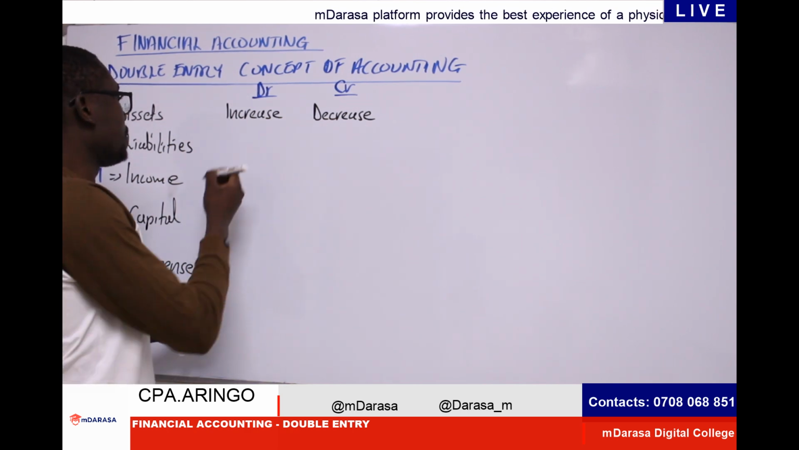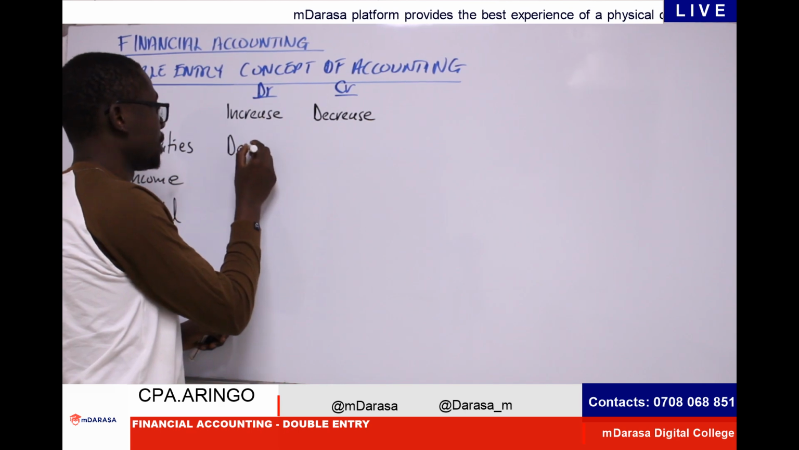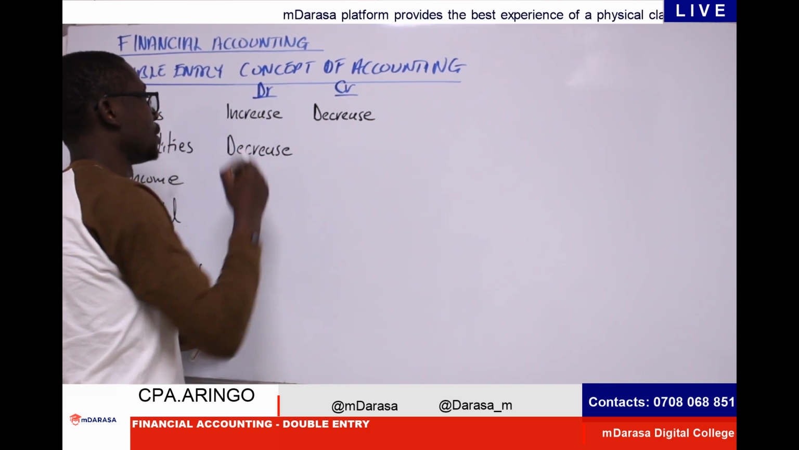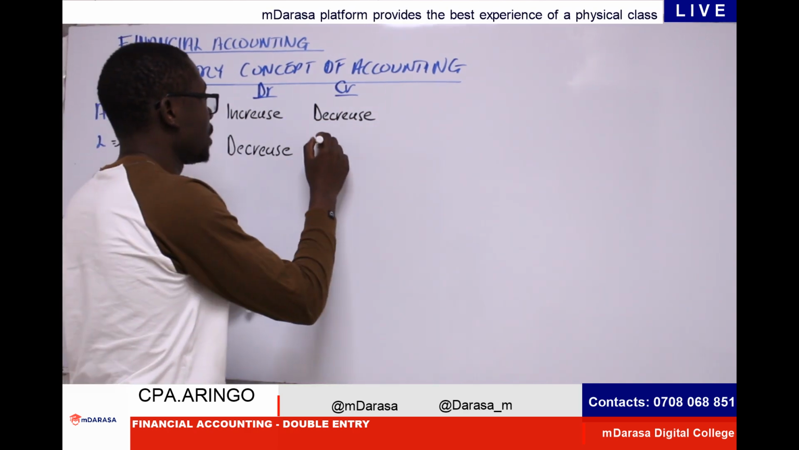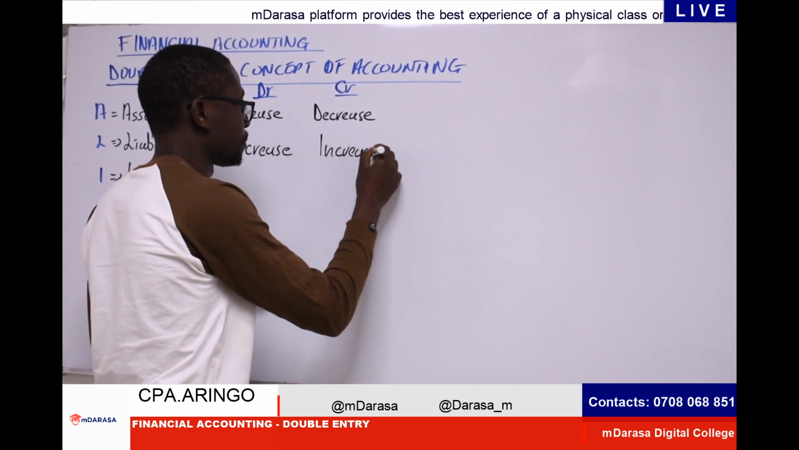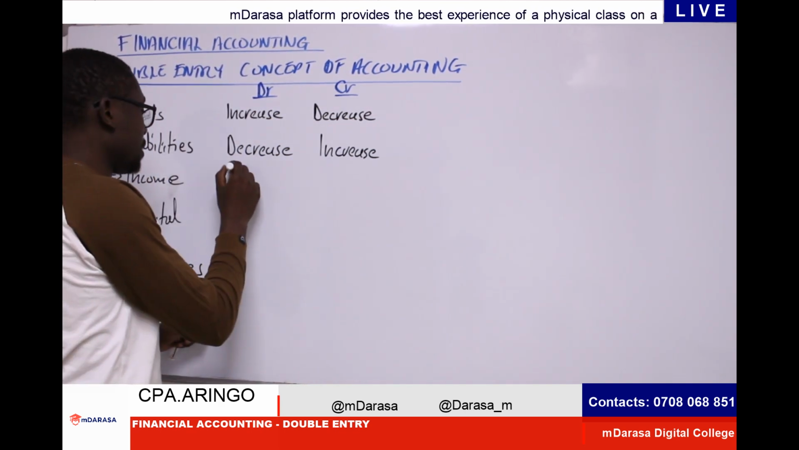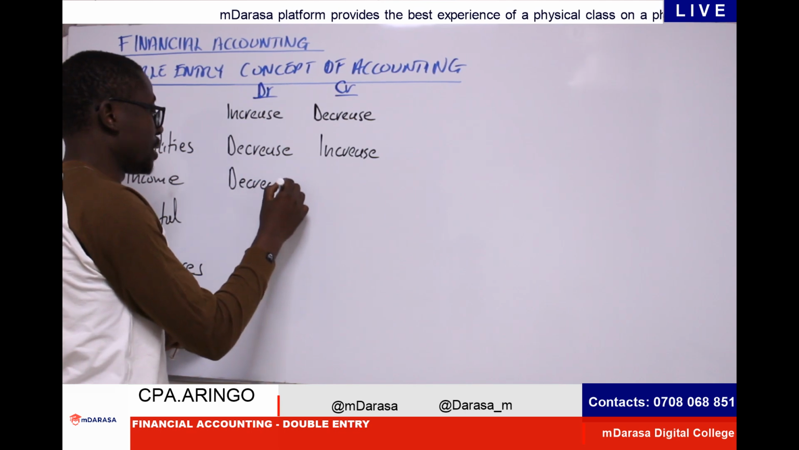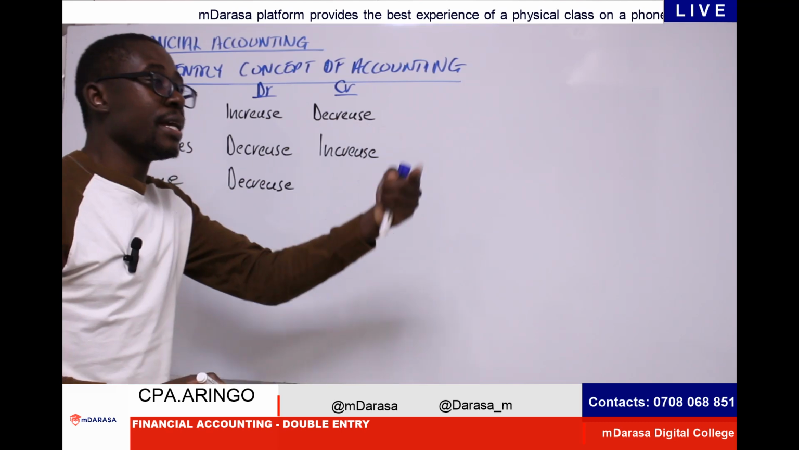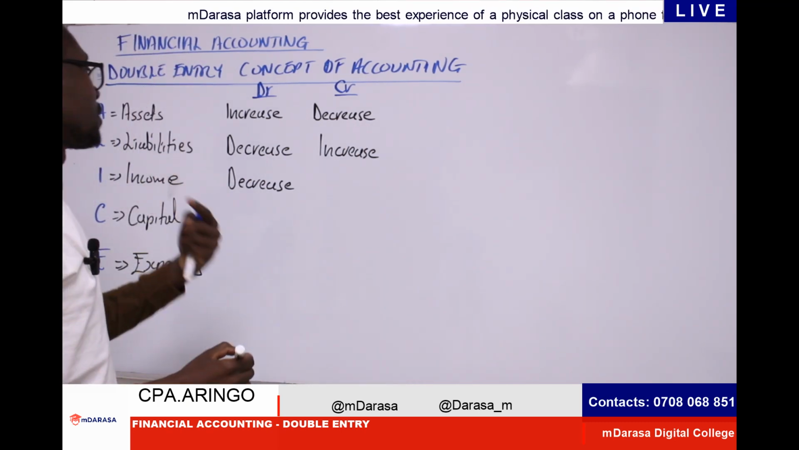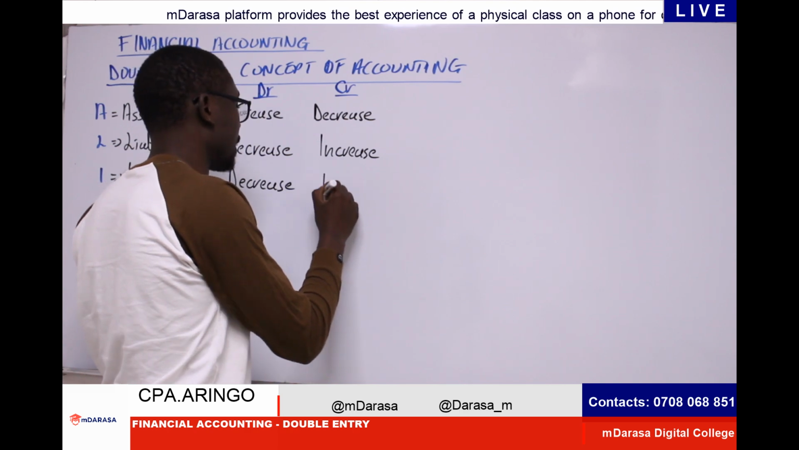Liabilities. Anytime our liabilities are decreasing, we debit. When our liabilities are increasing, we credit. We have the other point, income. When our income is decreasing, you'll always tend to debit, whereas anytime our income is increasing, you credit.